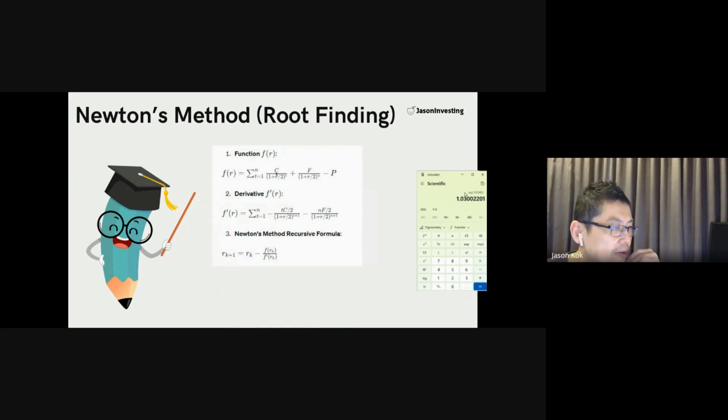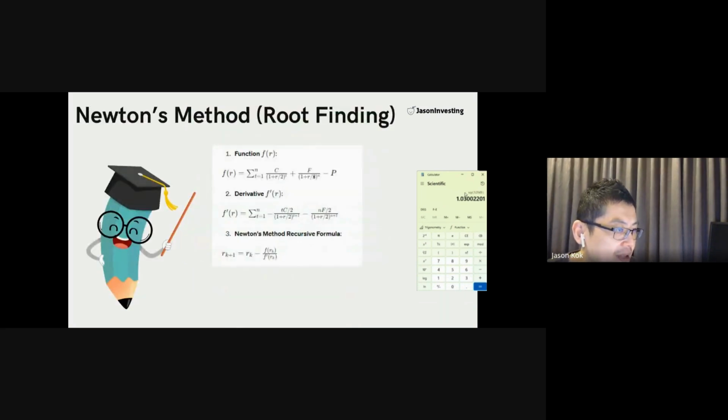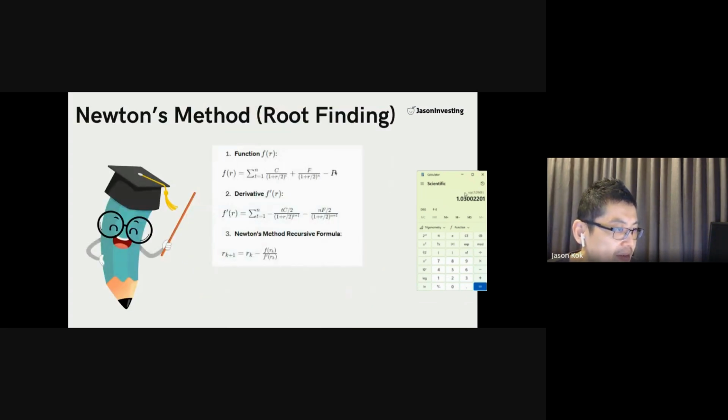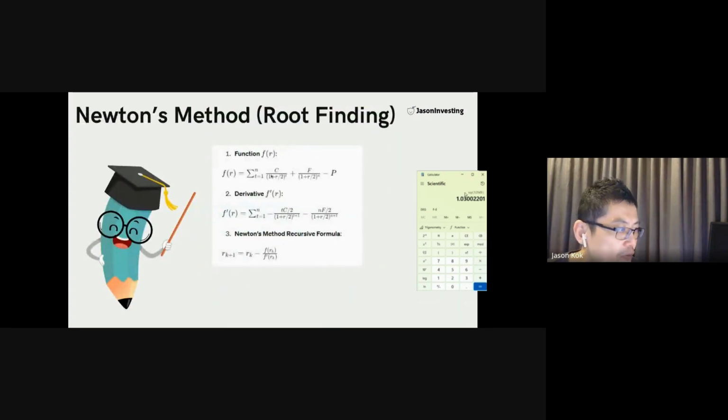As you can see, this is the coupon. If this is a semi-annual interest rate, you have to divide it by 2. So this is the sum of the coupon part, not counting the future value, which is 100. So this is the value here. This is the 100 part minus the present value. This is the P, in this case 101. So you just move everything to this function, put it equal to 0. It's basically finding the root.